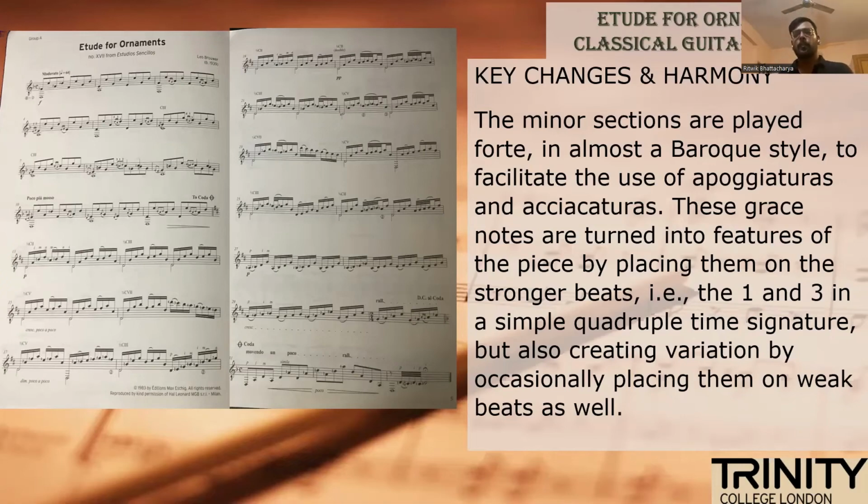And we can feature these grace notes and these techniques by placing them on stronger beats, that is the 1 and 3 in a simple quadruple time signature. Of course, variation has been created by placing them on weak beats as well, but you can see them as a feature throughout the minor section.